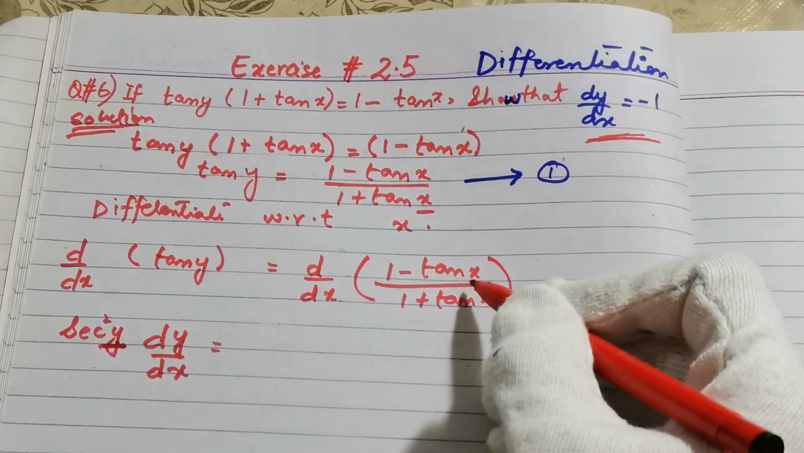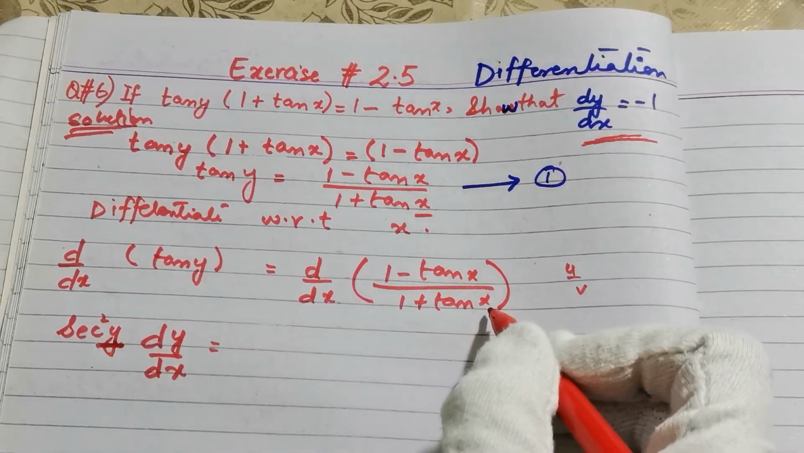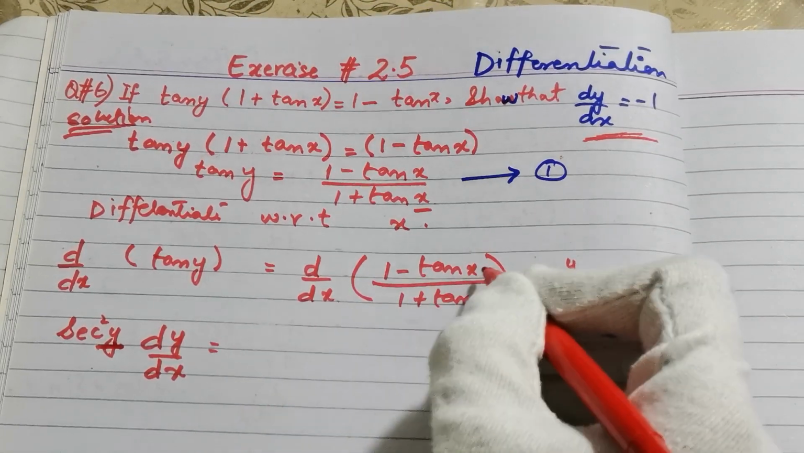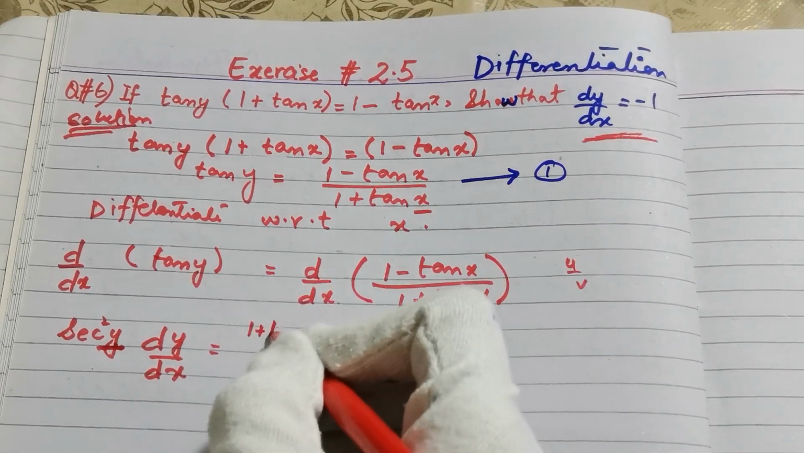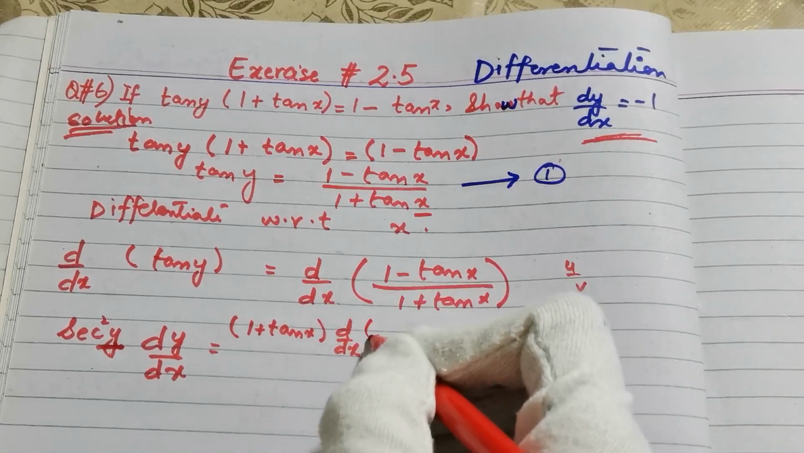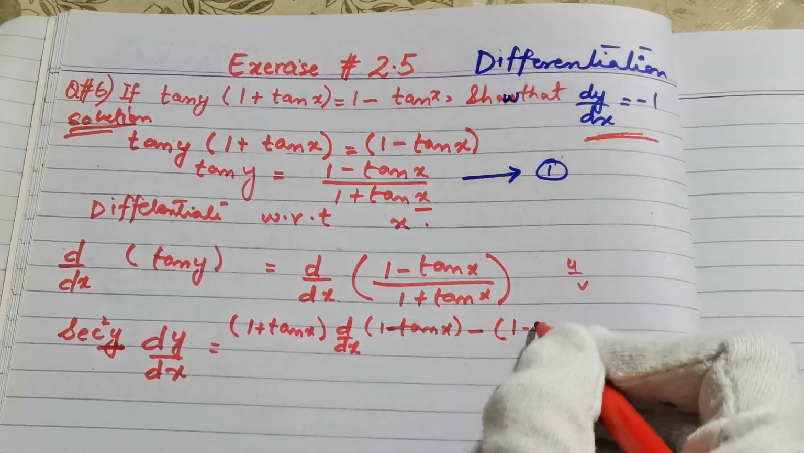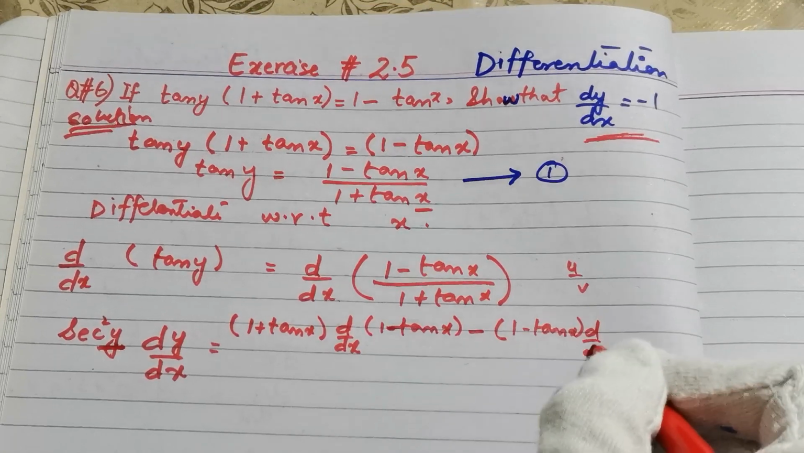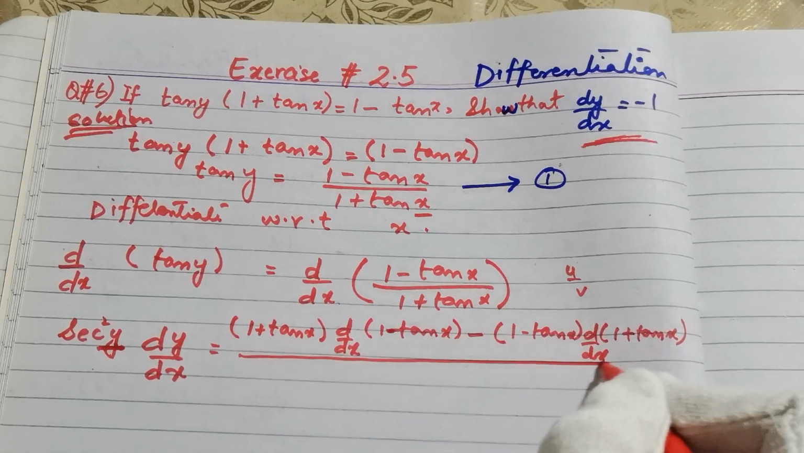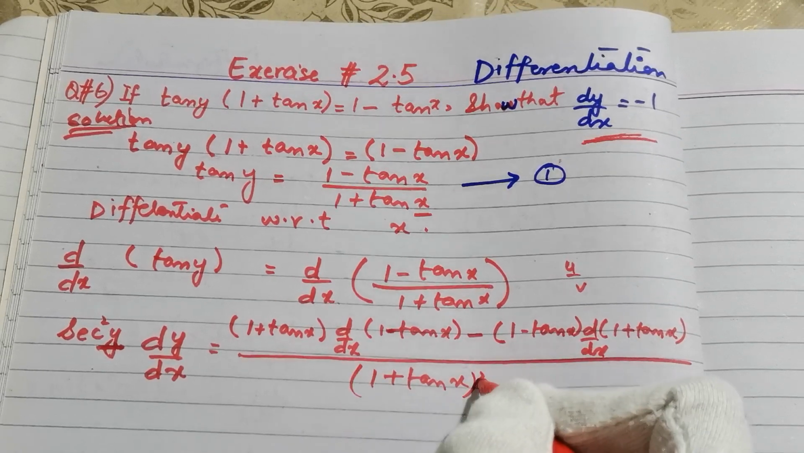Now this is a quotient of two variables, u by v. We consider this term as u and this term as v. So here we apply the u by v rule. v, which is 1 plus tan x, into the derivative of u, which is 1 minus tan x, minus u, into the derivative of v, which is 1 plus tan x, whole divided by v square. v is 1 plus tan x whole square.